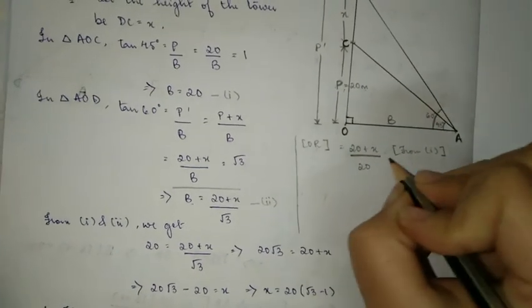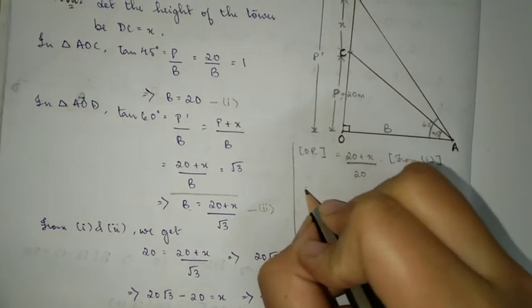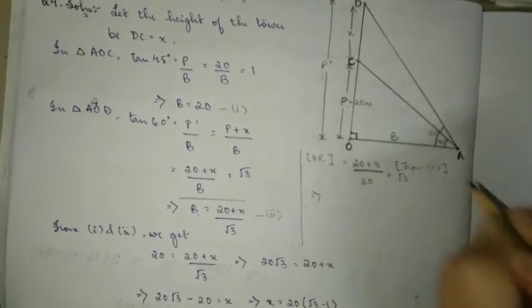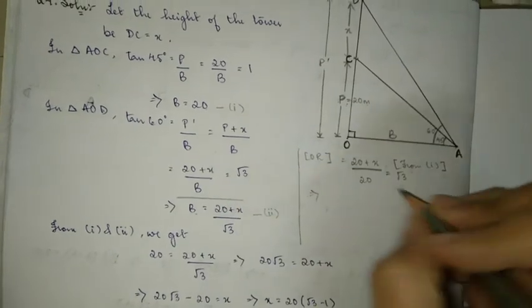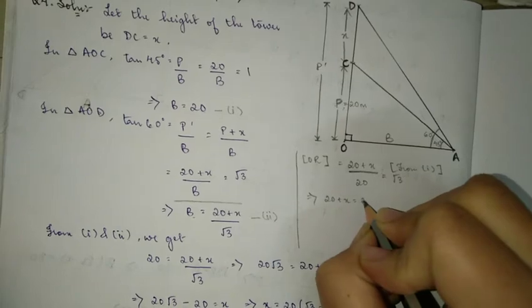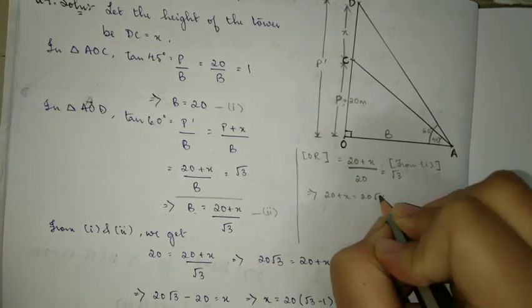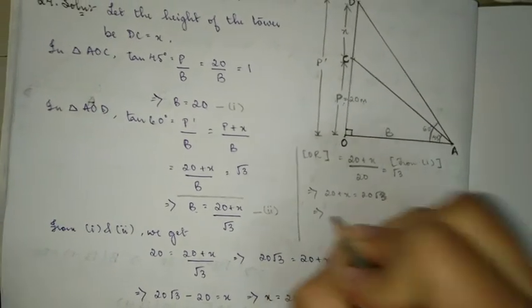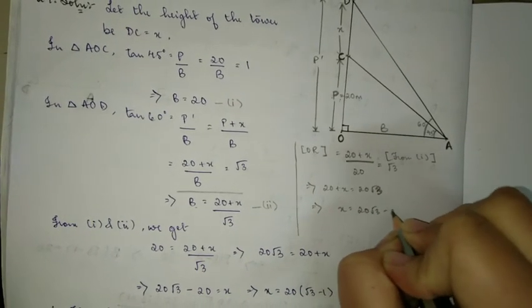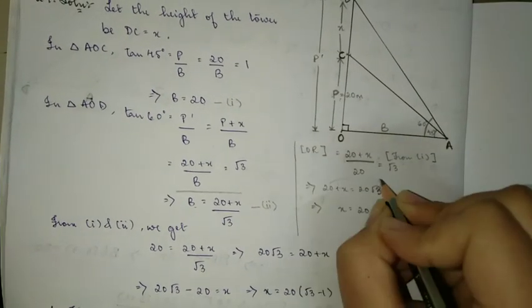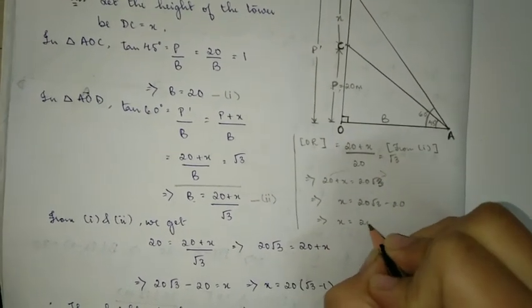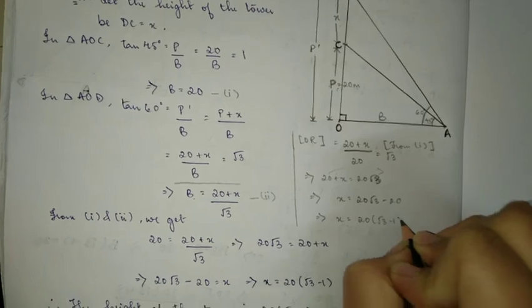Now again, tan 60 is root 3, so if you cross multiply easily you can find 20 root 3 minus 20. Then if you take common out, you get x is equal to 20 bracket root 3 minus 1.